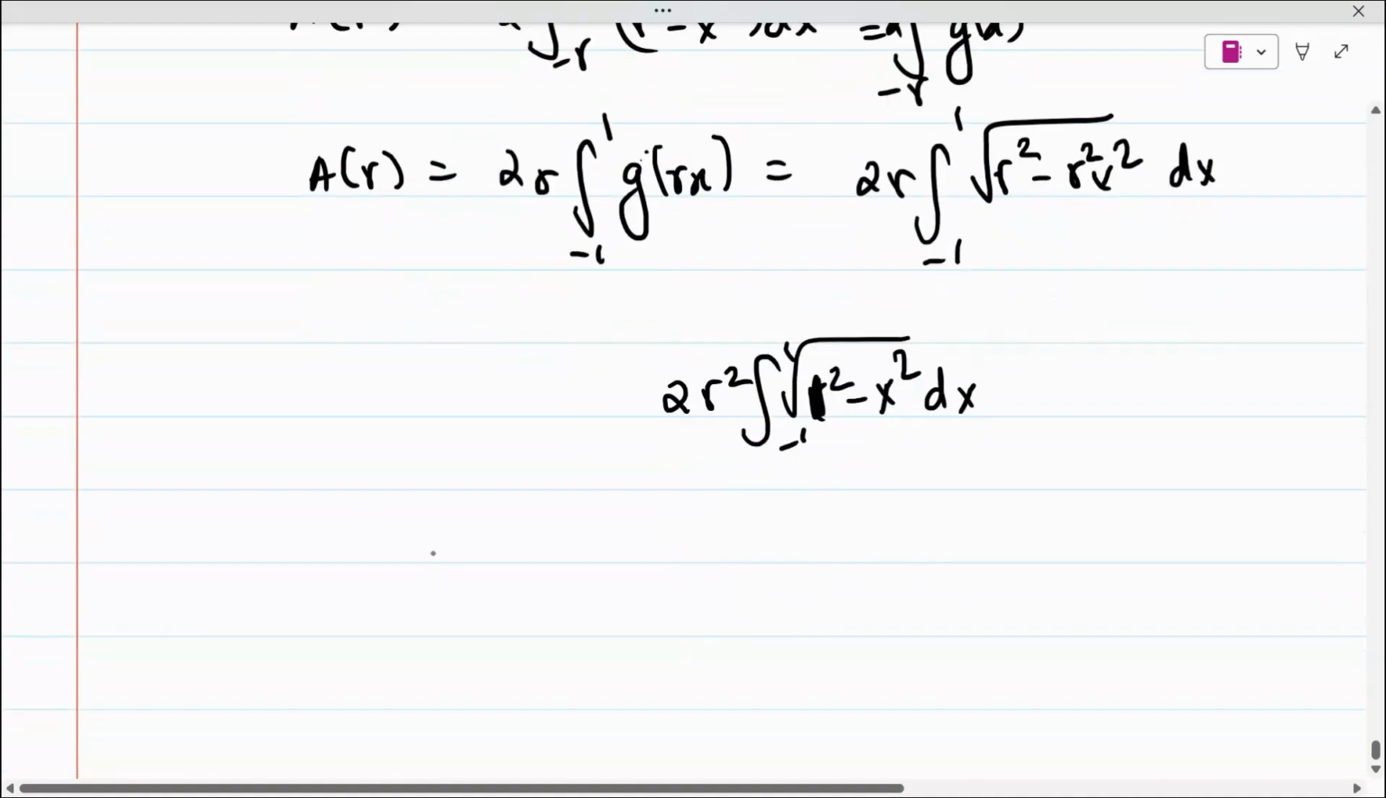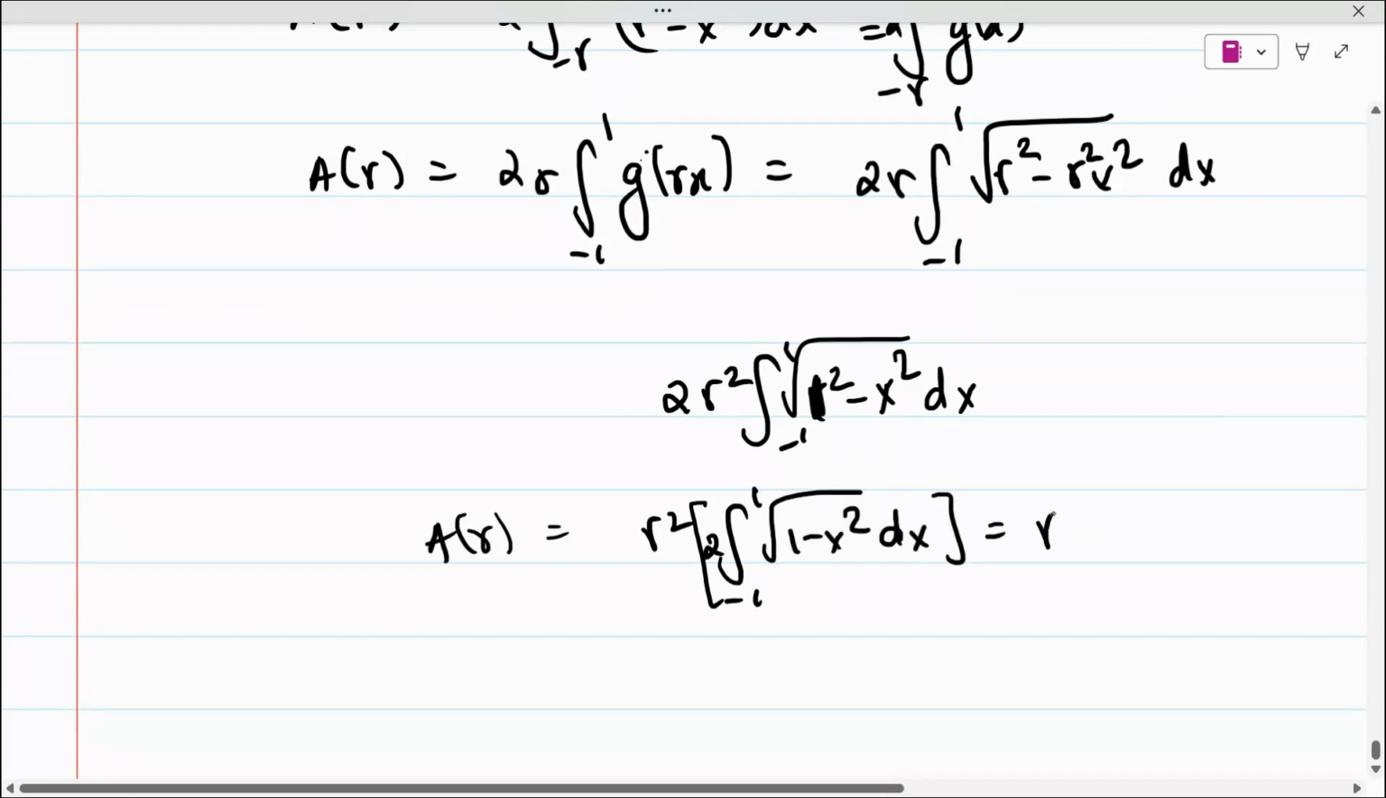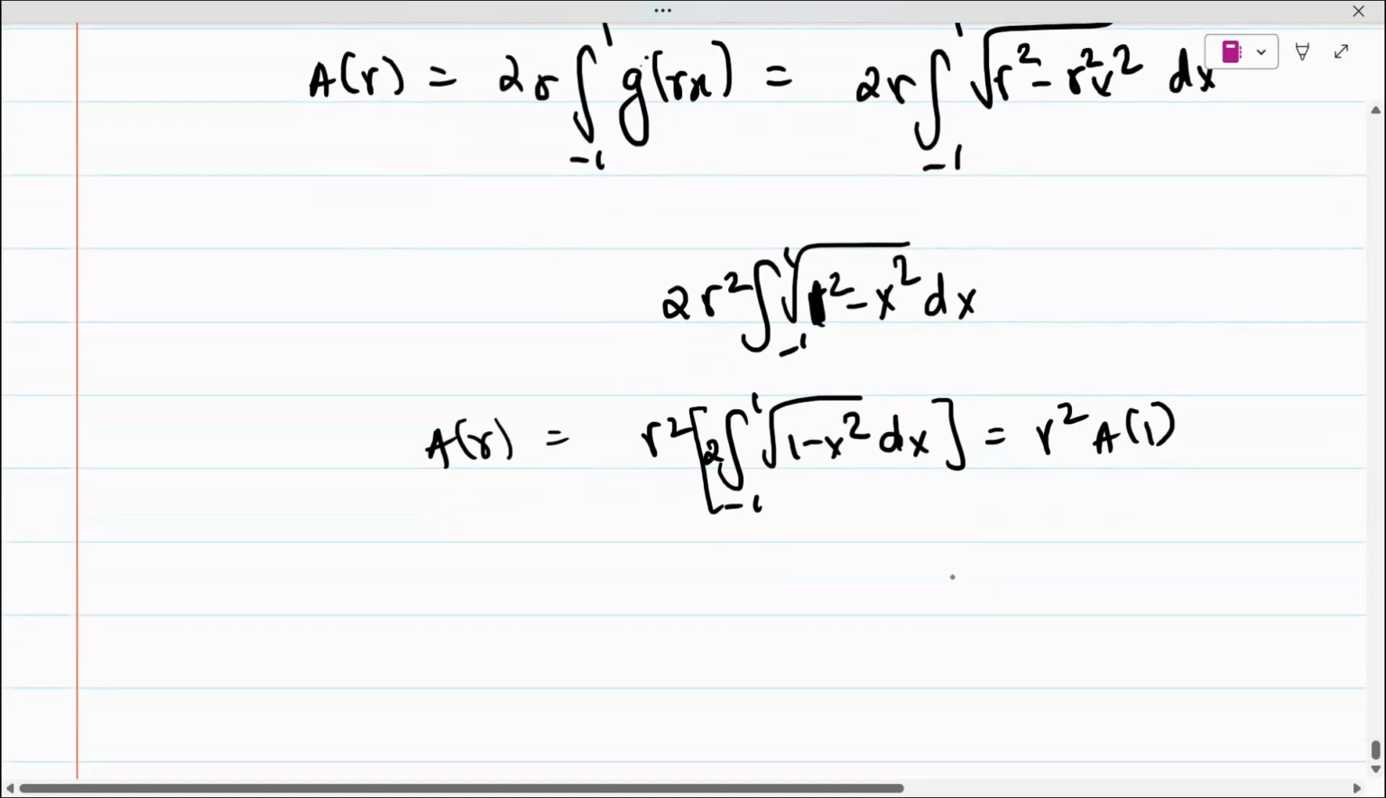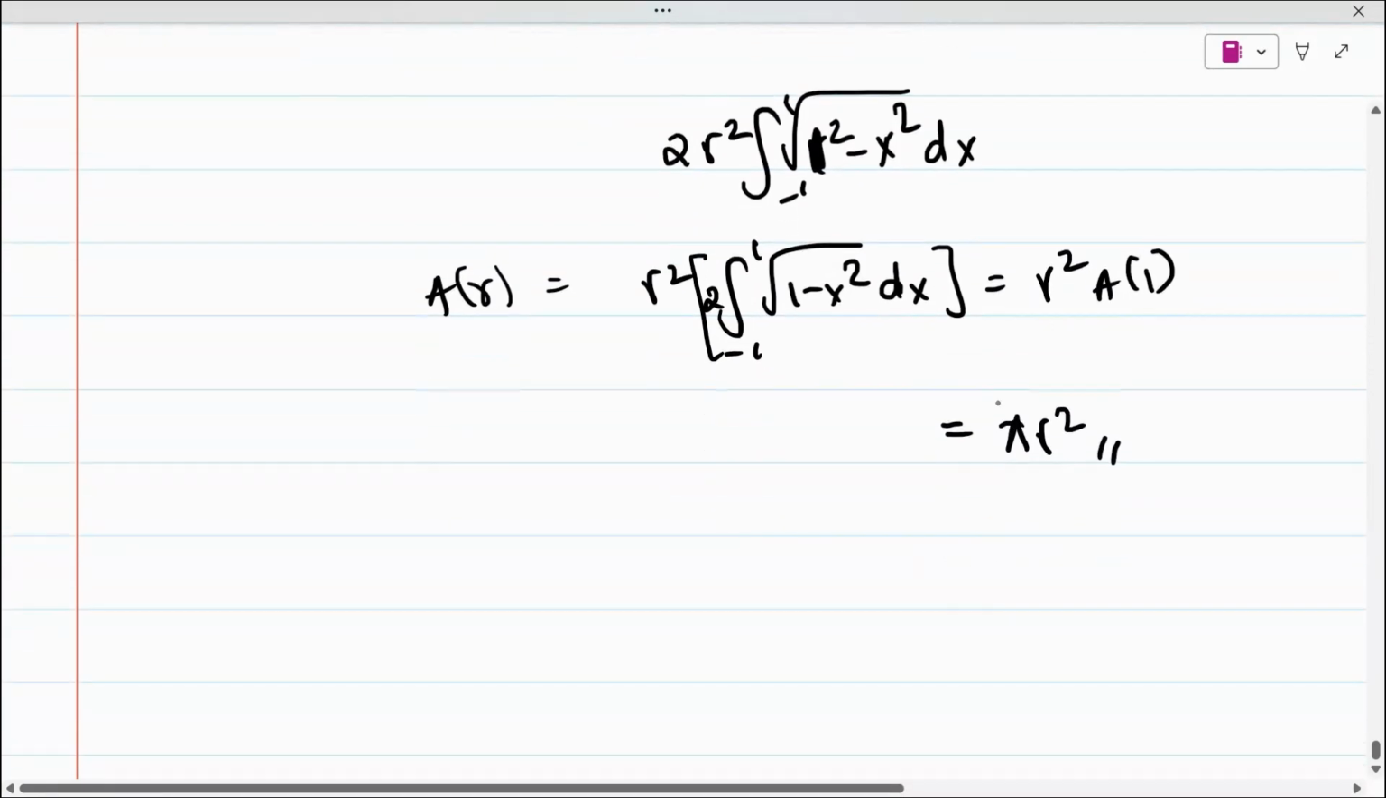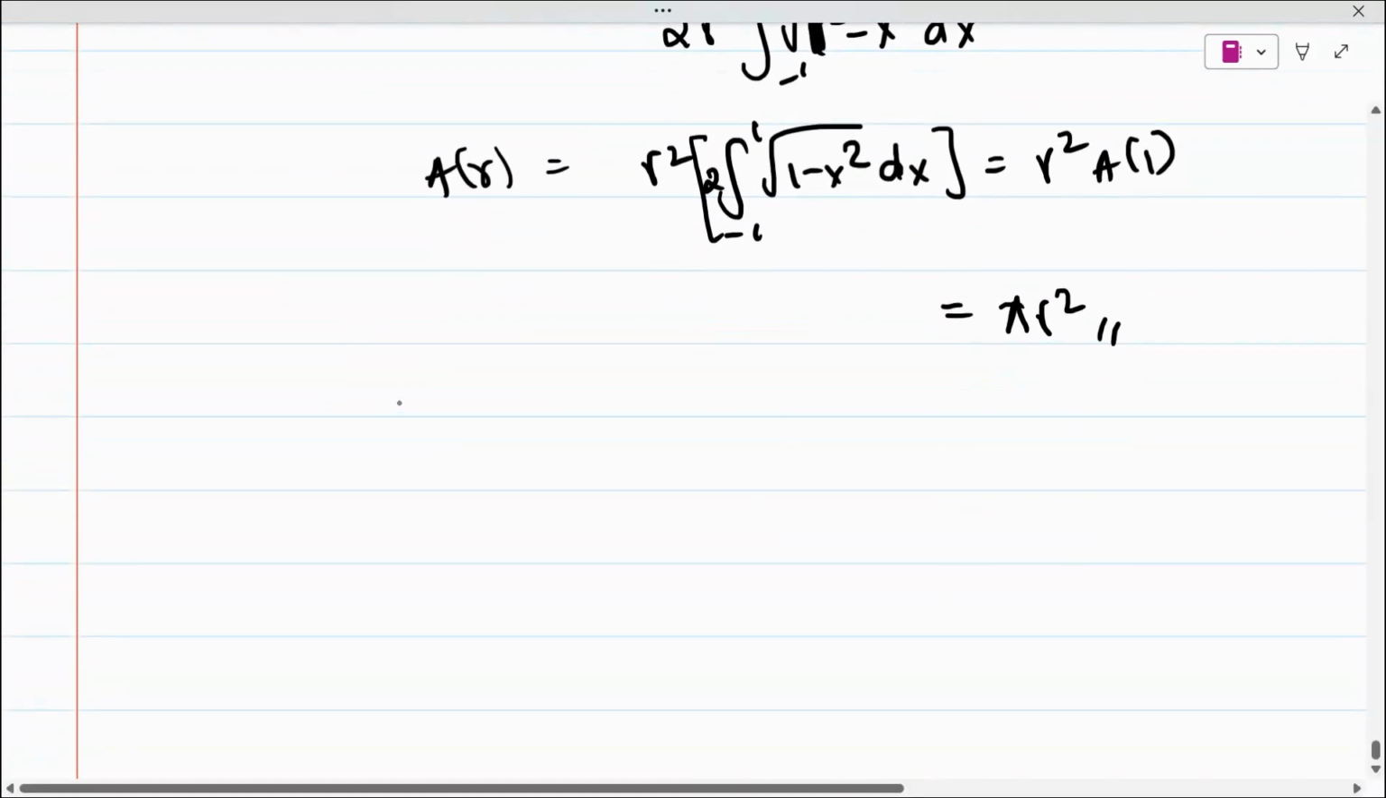And this therefore is equal to r squared times the area of the unit radius circle, which is equal to pi r squared. So we define pi to be a number such that it is the area of a unit disk.